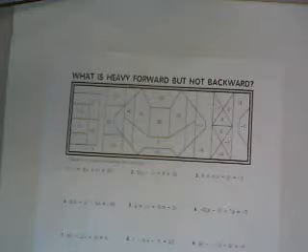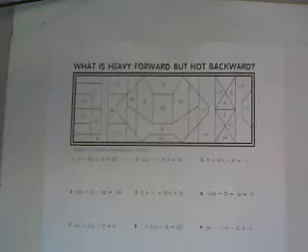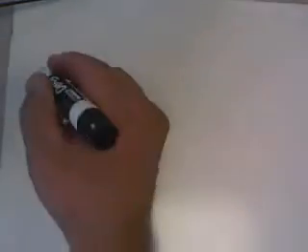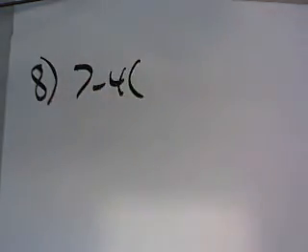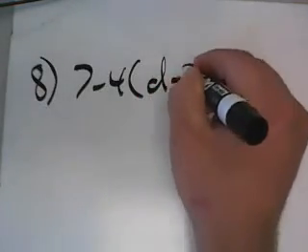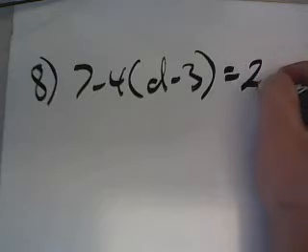We're doing assignment number 6, which is worksheet number 50. It looks like this. I'm going to do a couple of problems here in case you're stuck on a few things. First thing I'm going to do is number 8. The problem looks like this: 7 minus 4, and then in parentheses we have d minus 3, and that is equal to 23.